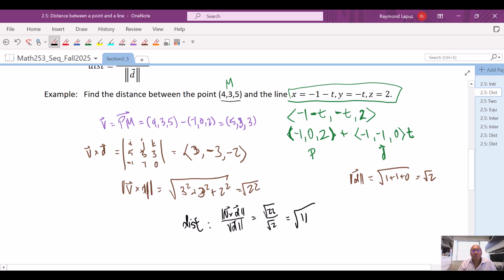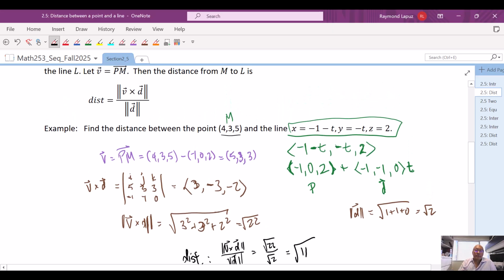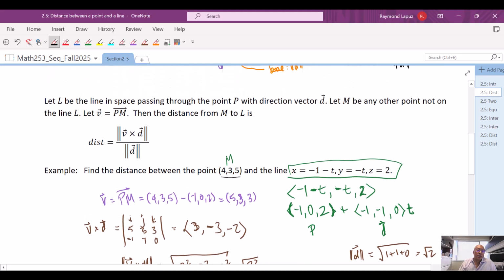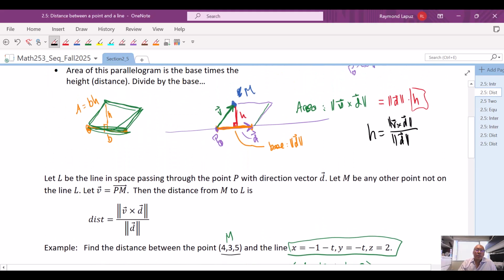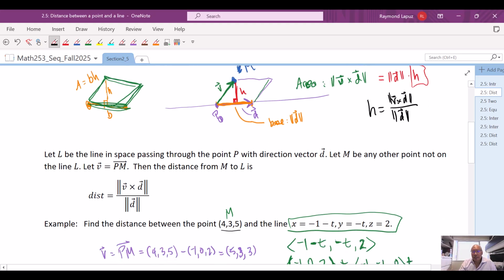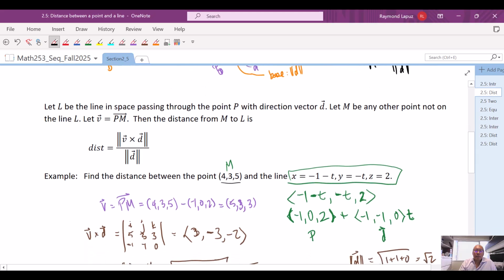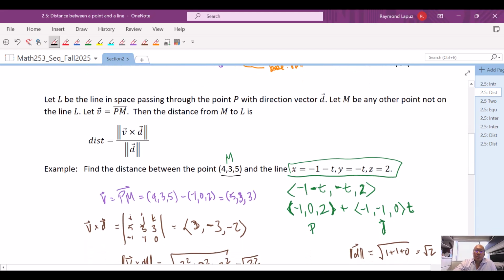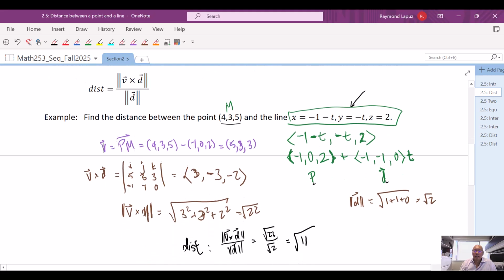All right. Okay, so things to remember. It's good to know the formula, but it's also good to know how the formula was derived. It's derived by this. This picture says a lot. And then once you have that formula, the next thing to do is be able to extract the point and the direction from the equation of the line, whatever form it might be in, and then construct your v vector, find the cross product, find the magnitudes, and then divide.